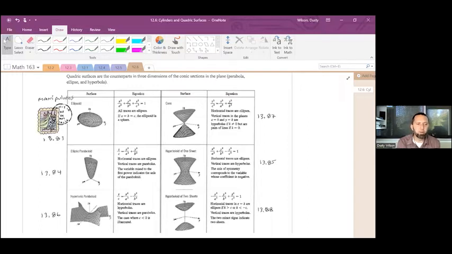We have the hyperbolic paraboloid, which has the form z over c equals x squared over a squared minus y squared over b squared. Notice the difference between the two. Here's a plus, here's a minus. Horizontal traces are hyperbolas, vertical traces are parabolas. The case where c is less than 0 is illustrated. So these are also called saddles. At this point right here is called a saddle.